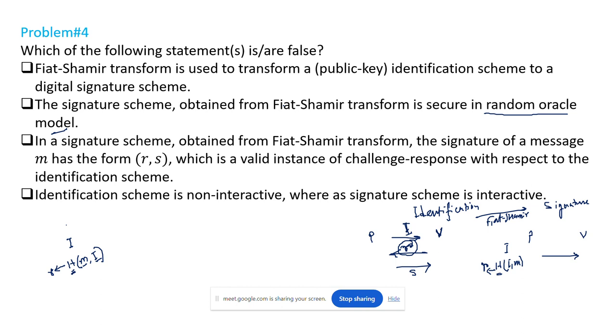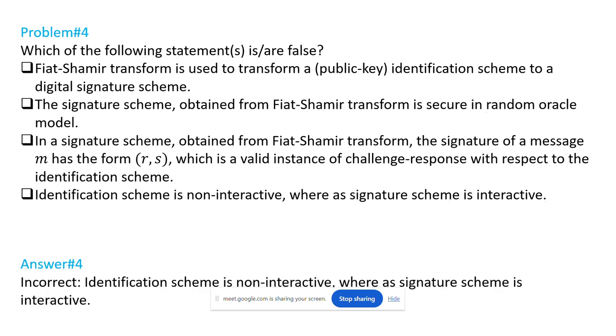This is false, right? That is the crux of this whole thing: the identification scheme is interactive, but we make the signature scheme from it using the Fiat-Shamir transform, which is non-interactive. So this statement is just the opposite of what it actually is. So the false statement is only the last one.